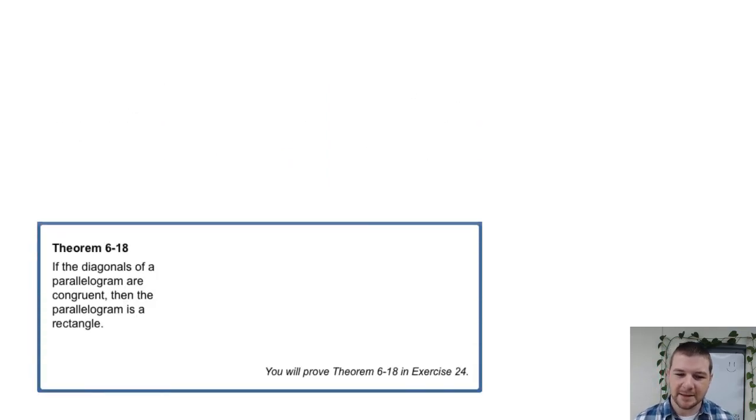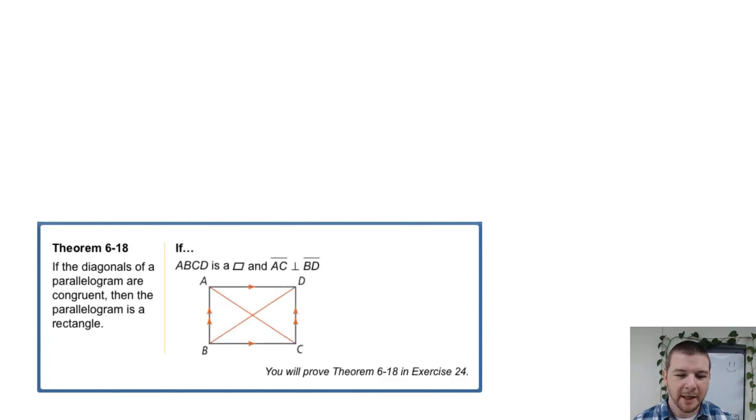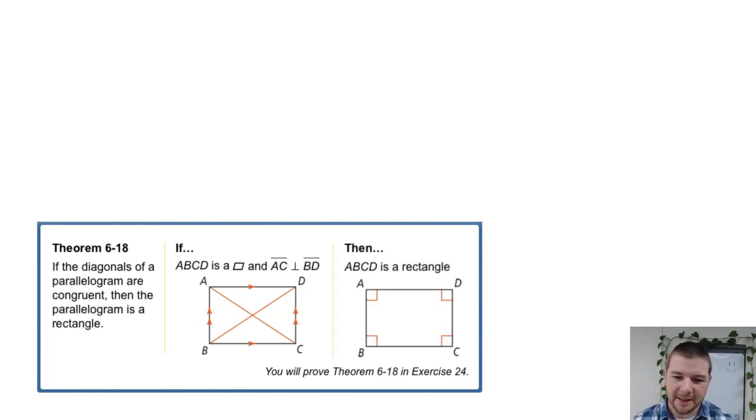Theorem 6.18 states, if the diagonals of a parallelogram are congruent, then the parallelogram is a rectangle. So if, in the diagram, ABCD is a parallelogram, and segment AC is congruent to segment BD, then ABCD is a rectangle.